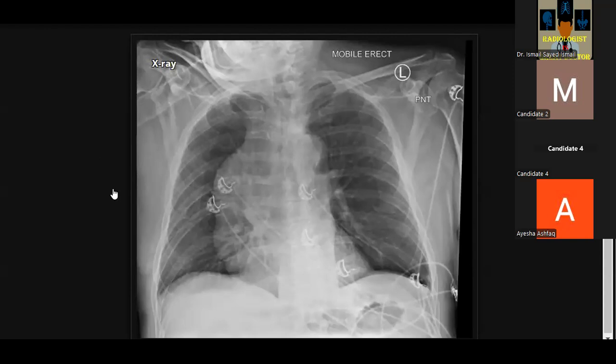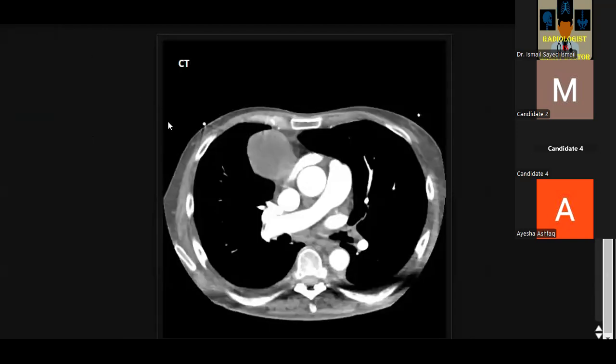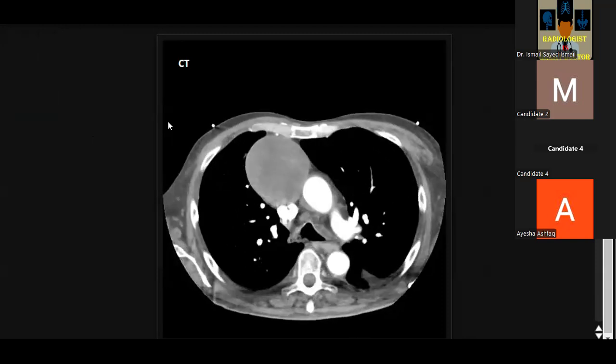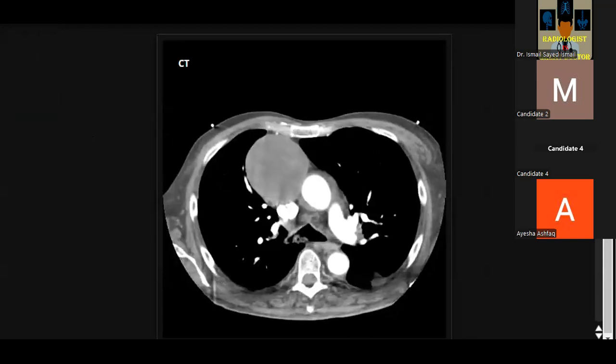So I'm suspecting this could be a case of anterior mediastinal pathology, for which my differential would include some thyroid pathology, some thymus-related pathology, or lymphoma, or less likely teratoma. I would like to convey my findings to the referring physician and take this case further by recommending contrast-enhanced CT chest. Same patient? Okay, so this is the contrast-enhanced CT chest of the same patient.